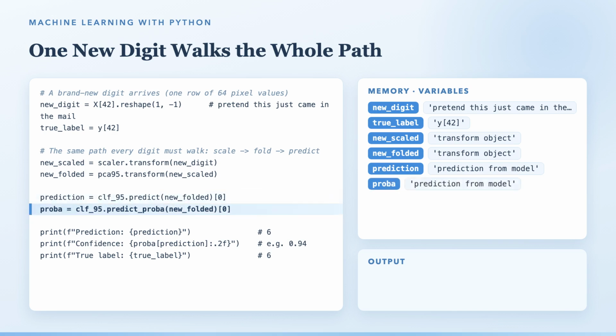Then come the same 3 steps every digit must walk. scaler.transform evens out its ink. pca_95.transform folds it, 64 numbers down to about 29, stored in new_folded. clf_95.predict reads the folded card and gives us prediction, while predict_proba offers a confidence for every possible digit. The prints tell the story. Prediction, 6. Confidence, about 0.94. True label, 6. Scale, fold, predict. Always in that order.